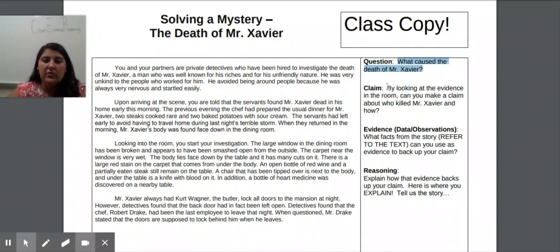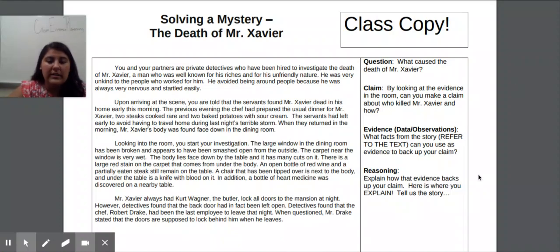It says right here, claim. By looking at the evidence in the room, can you make a claim about who killed Mr. Xavier and how? So don't say, I think the butler did it with the candlestick. That's not a thing, anyways. But you need to make sure that you're saying with certainty the butler killed Mr. Xavier by hitting him on the head with the candlestick or something like that. But that has nothing to do with the story. So that's the claim.